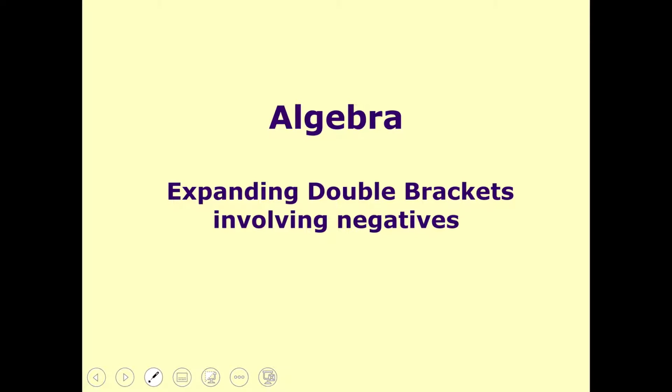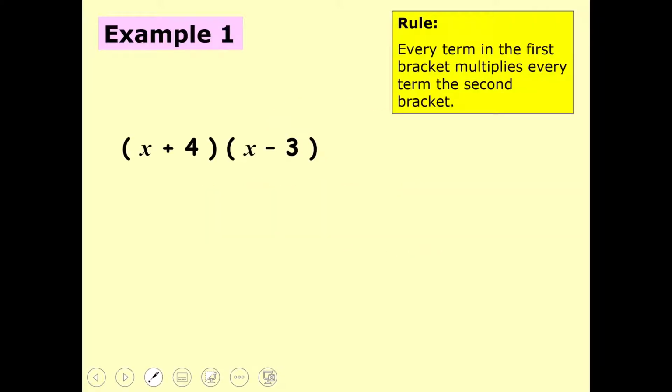Today we're going to continue looking at expanding double brackets, and these particular examples are going to be involving negatives. So let's look at an example first. Previously we've expanded double brackets just with positives, and the same rule is going to apply here. So every term in the first bracket multiplies by every term in the second bracket.